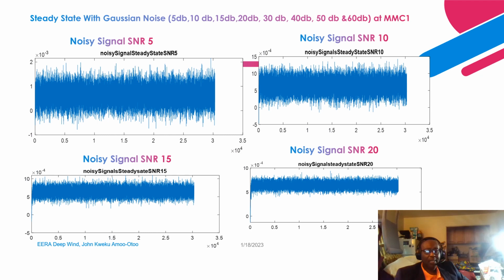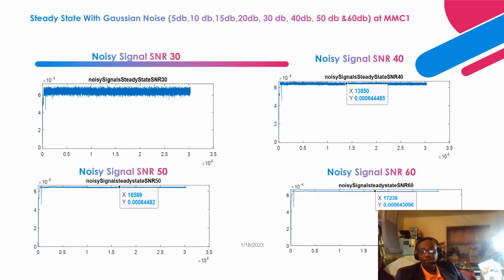I have corrupted the steady-state signals with Gaussian noise, that is 5 dB, 10 dB, 15 dB, 20 dB, 30 dB, 40 dB, 50 dB, 60 dB, and this is what I have obtained. Next is 30 dB, 40 dB, 50 dB, 60 dB.